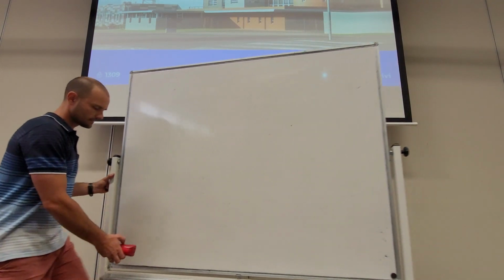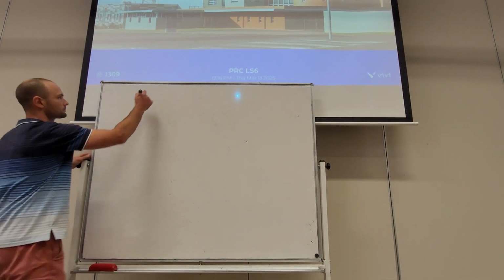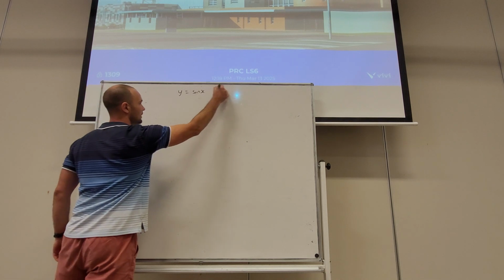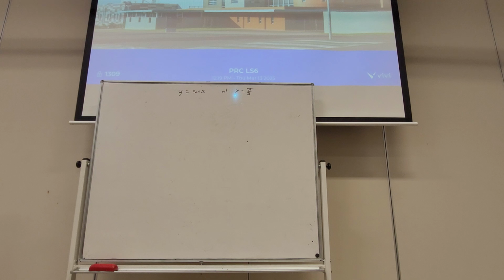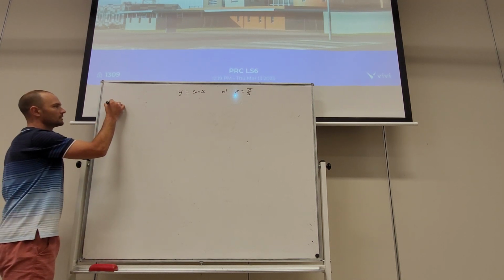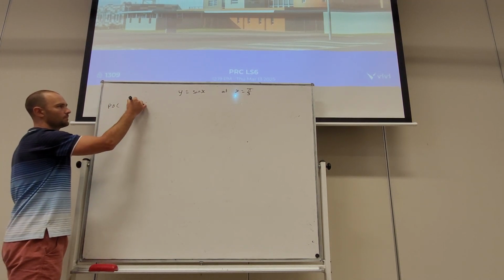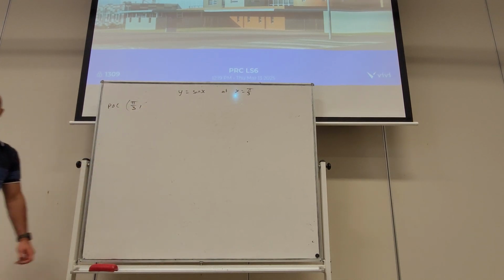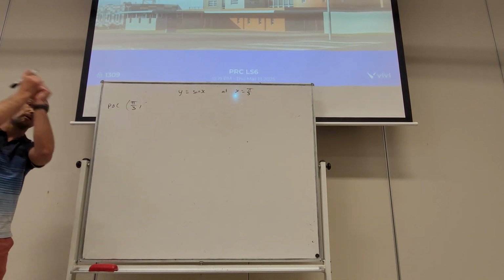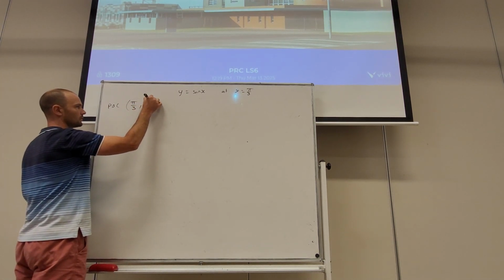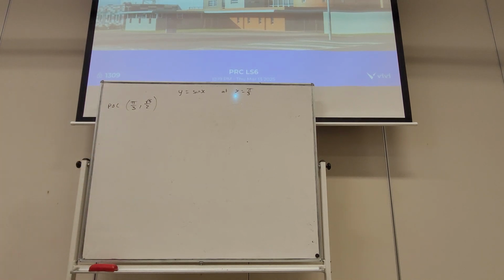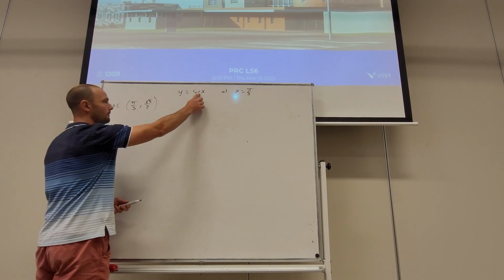So we have y equals sine x at x is pi on 3. Okay, so we need 2 things. We need the point of contact. Our x value is pi on 3. Our y value is sine of pi on 3, which will be root 3 on 2. Now we can get that from our calculator, or from our unit circle. We're just going sine of pi on 3.